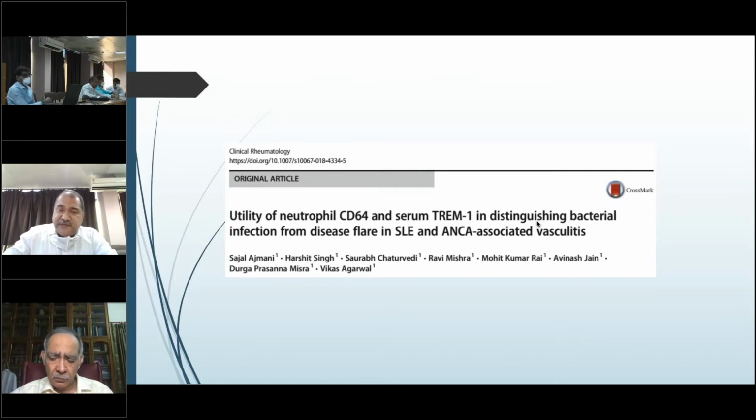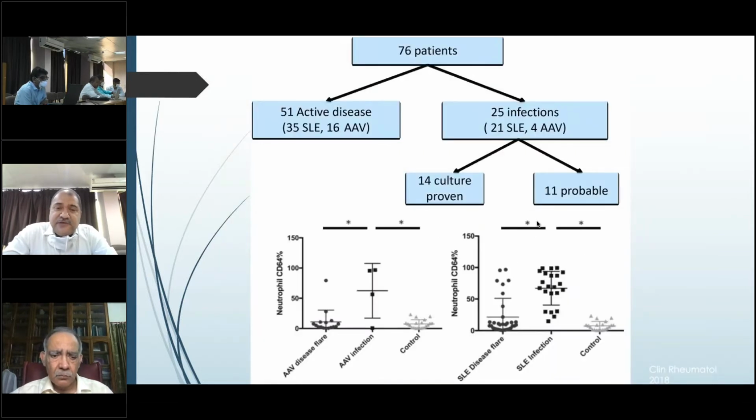So we did a study in our scenario, where we looked at patients of lupus and ANCA-associated vasculitis who came with fever, whether they were having infection or not. Next slide, please. So we enrolled 76 patients, out of which 35 were SLE and 16 were ANCA-associated vasculitis who had active disease. And 25 patients amongst these, 21 with SLE and 4 with ANCA-associated vasculitis, had active infection. Active infection was proven on cultures in 14 and was probable, like pneumonia with a pneumonitic patch seen, in 11 patients.